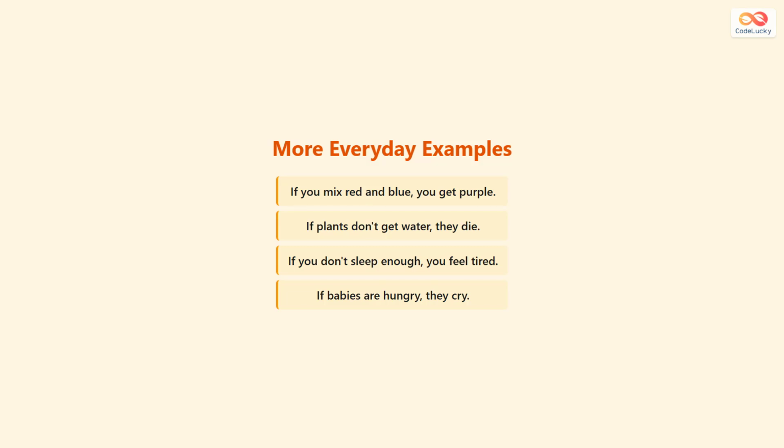More examples help to understand the zero conditional better. If you mix red and blue, you get purple. If plants don't get water, they die. If you do not sleep enough, you feel tired. If babies are hungry, they cry. These examples show facts or results that are always true.